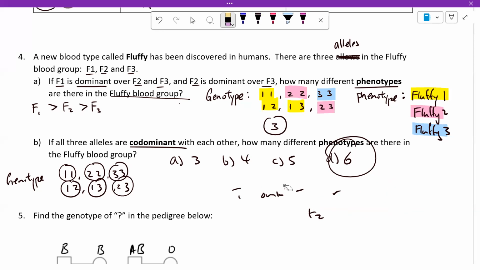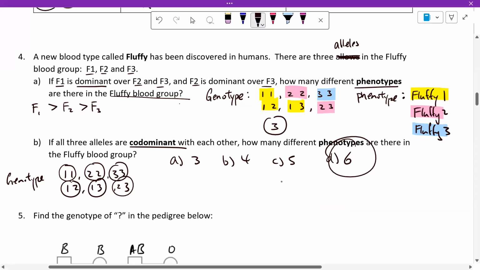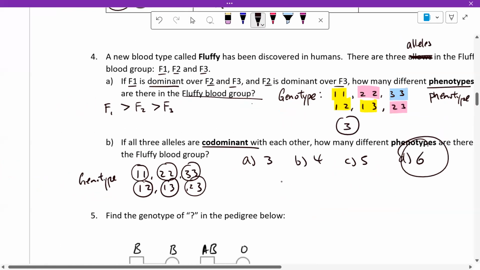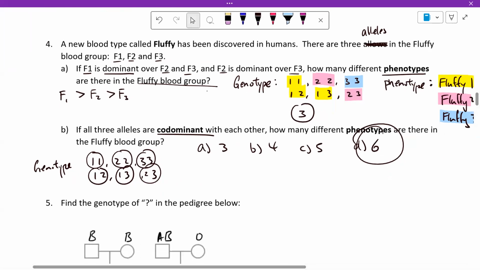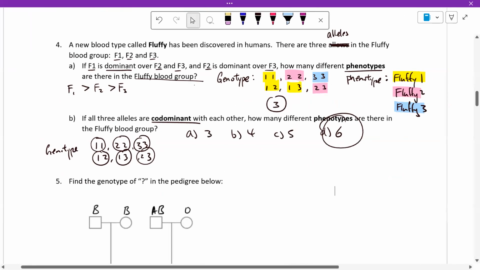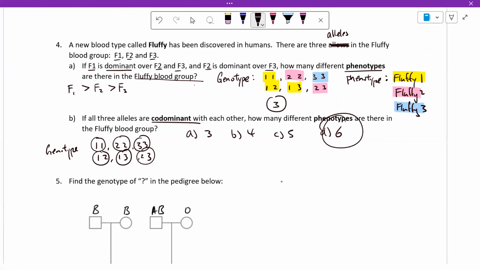All right, let's do the Punnett square. Professor, I made a mistake in the Punnett square. I don't know why I did that, but when I made the Punnett square, I made F1, F2, F3, and then F1, F2, F3 on the other side, and that made me 9 genotypes. What mistake did I make?